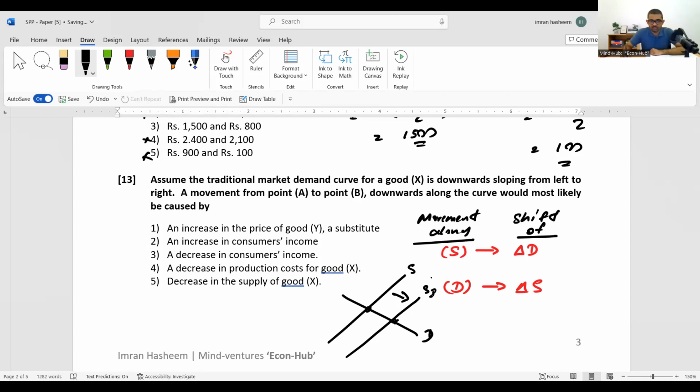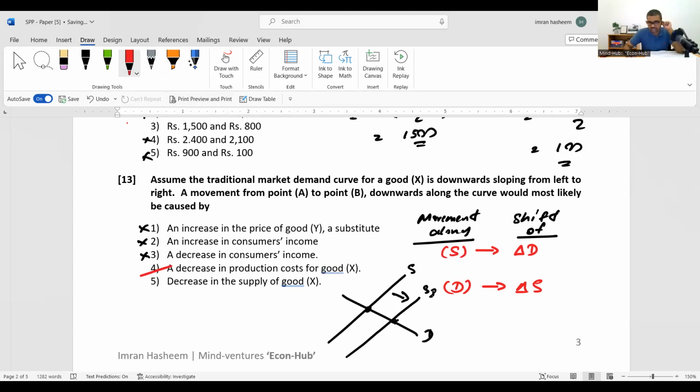An increase in the price of good Y, a substitute good, will affect demand, not supply. On a demand curve, it's a movement of a point, so it's changing price, not other factors. An increase in consumer income will change demand. We are not looking for a shift in demand. A decrease in consumer income, demand. A decrease in production cost, yes, supply will increase. That's what we are looking for. Increase in supply, a rightward shift in supply, should be correct.